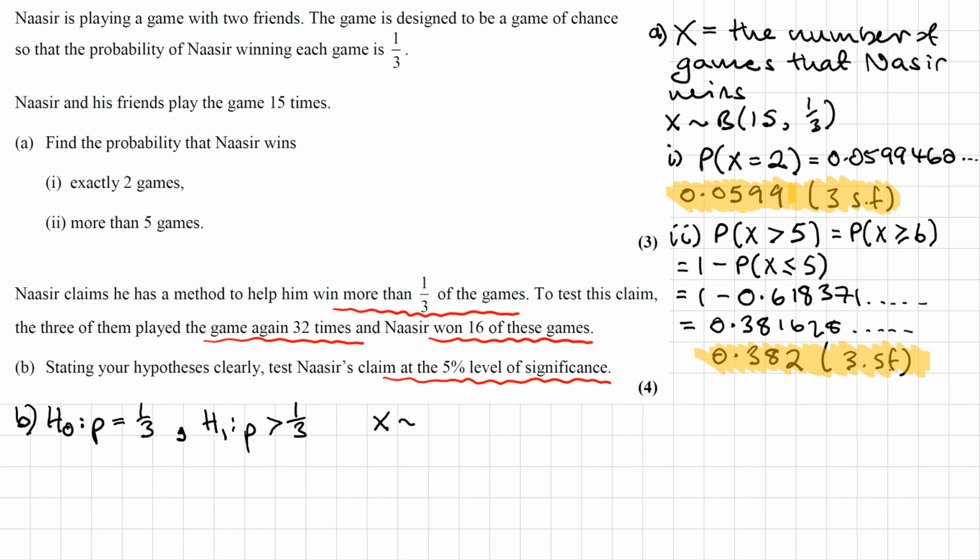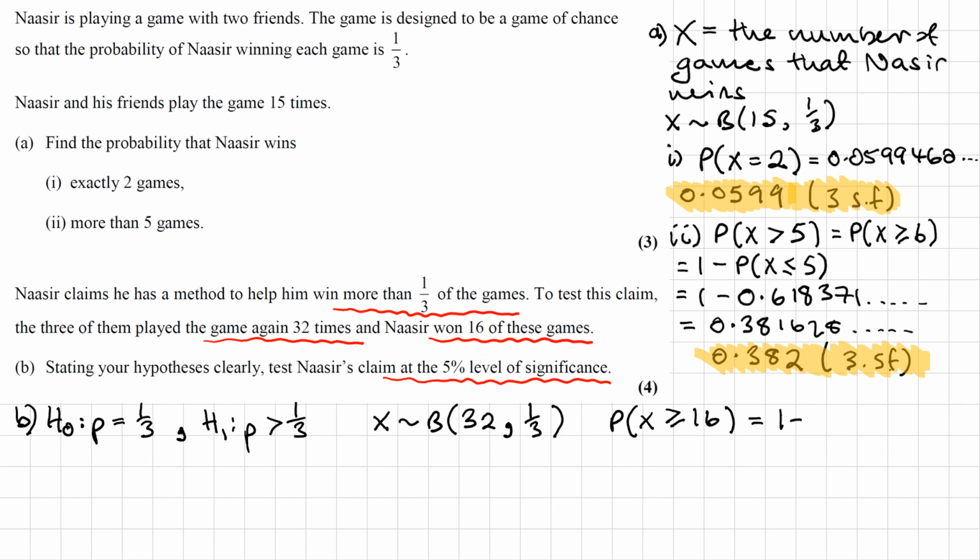This part of the question is still binomial. This time the number of trials is 32. It's still 1/3. Remember, we always test H0, and we're going to accept or reject H0. So this will be always the H0 probability. And because it's greater than, this means we're going to be doing an upper tail test. And since it's an upper tail test, I want to work out the probability that he would win more than or equal to 16 of these games, and work out what that probability is.